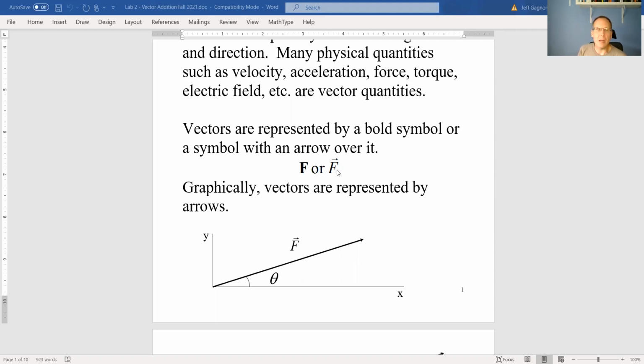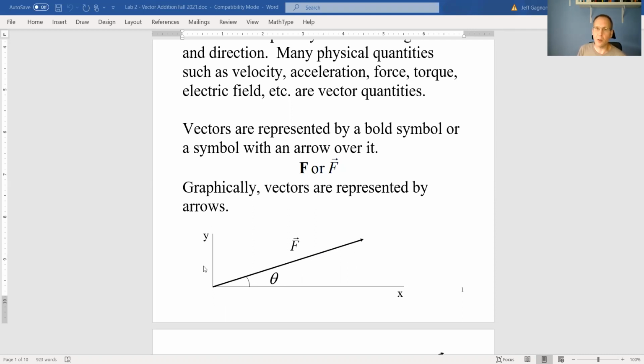Graphically, vectors are basically represented as arrows, right? Or directed line segments. You can think of it as an arrow. So in this case, we have a standard coordinate system here, and we have a vector F that's drawn from the origin. So the tail of this arrow is at the origin, and the tip is out here. The length of this arrow represents the magnitude of F. So the length is going to be the magnitude. And then the direction is simply the orientation.